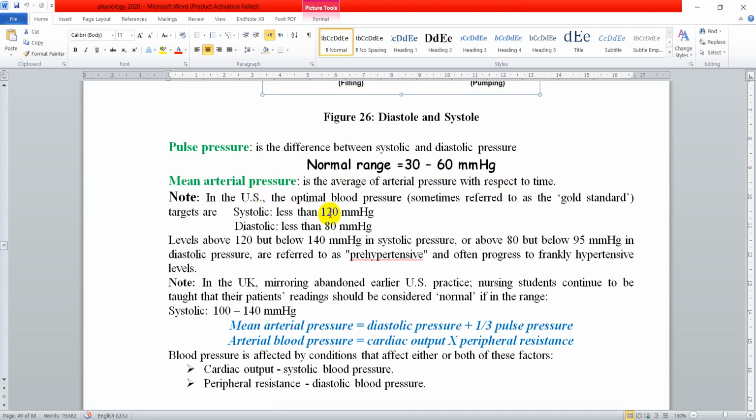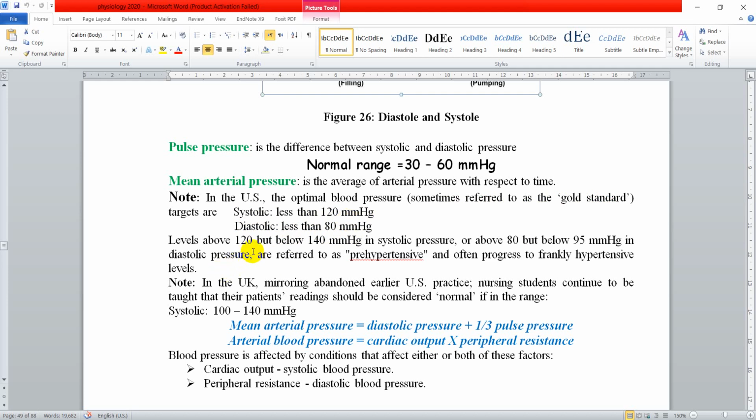Note in the US, the optimal blood pressure, or sometimes called gold standard blood pressure, هو systole a little less than 120 millimeter mercury, and diastole less than 80 millimeter mercury. لكن هو هذا المين, exactly it's in the mean of systole and diastole. Well, the range يكون more wide.